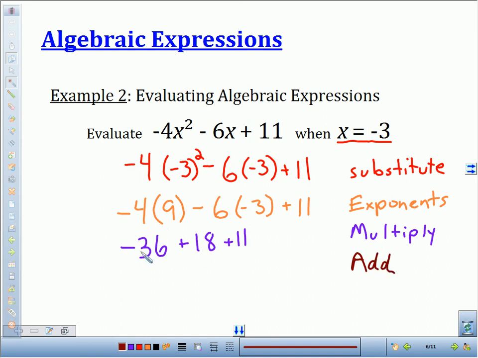I have negative 36 plus 18 plus 11, and the calculator tells me that that is negative 7. So that is my answer, negative 7. I started with an algebraic expression, and I ended with a single number answer. That is the way it will usually go with an evaluate type of question.